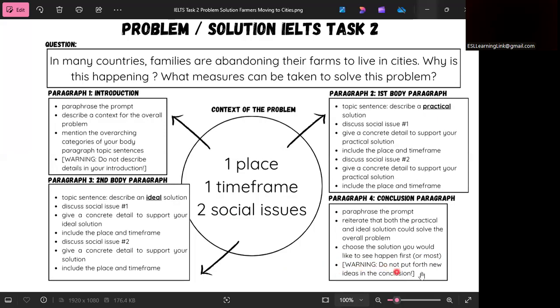I will issue you another warning. Please do not put forth new ideas in the conclusion. Only reiterate. Only reiterate. The only new thing you should put in the paragraph is your opinion on the matter. And that's sort of a final send-off, a takeaway.